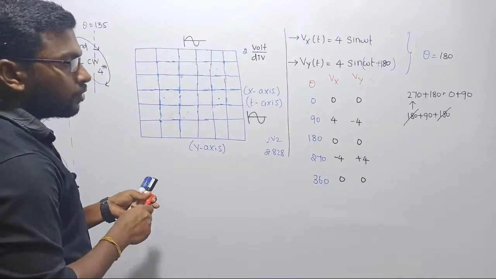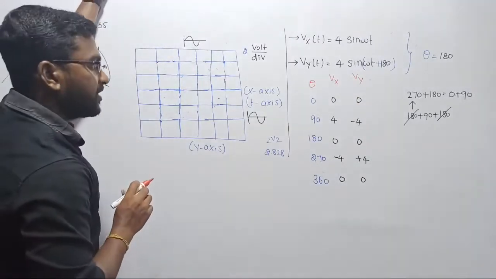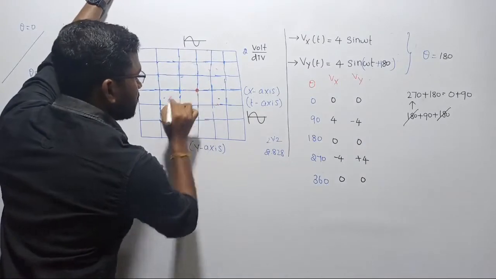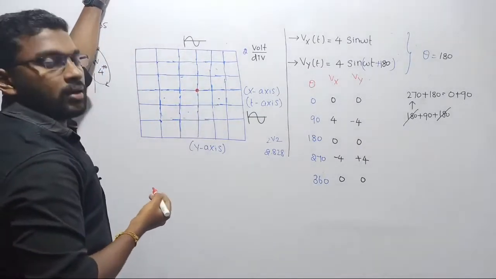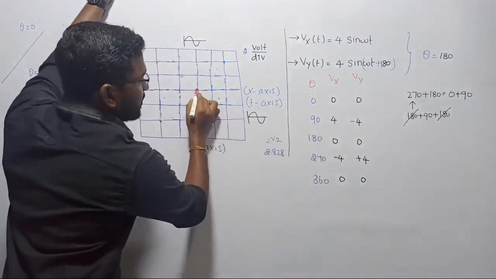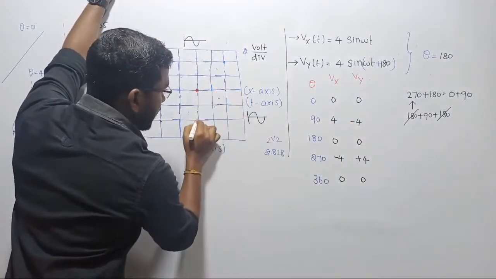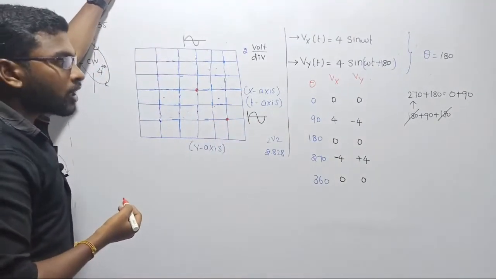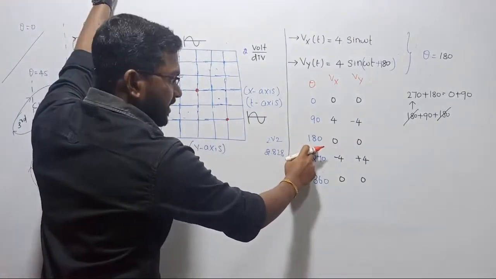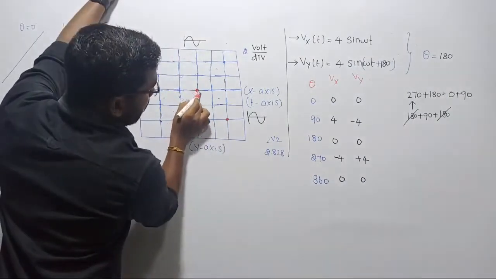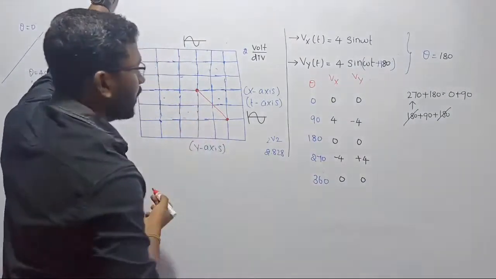Coming back to the CRO. X-axis value is 0, y-axis value also 0. So let me stand at the center point. And then the x-axis value is plus 4, y-axis is minus 4. Let me join these 2 points, it will be here. And then at 180, x-axis is 0, y-axis is 0. We are getting back to the same point, right? So here, we observed a line.